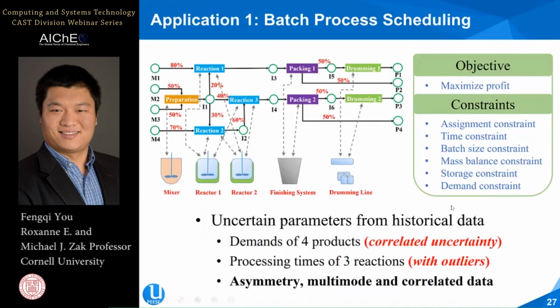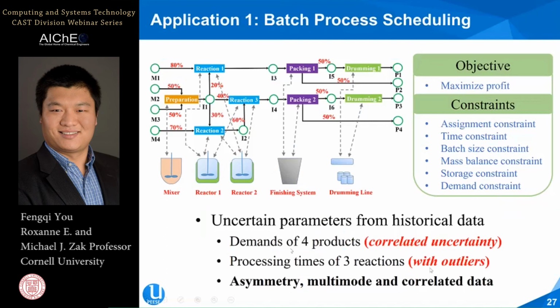The first application is a scheduling problem. This originally came from our earlier collaboration with Dow Chemical. We look at 4 raw materials, 6 intermediate products, and 4 products through a number of equipment units and a few tasks and steps. We try to maximize the profit subject to a few constraints. The major uncertain parameters come from the demand of the products and the processing times.